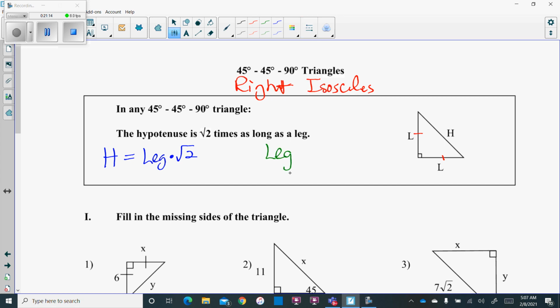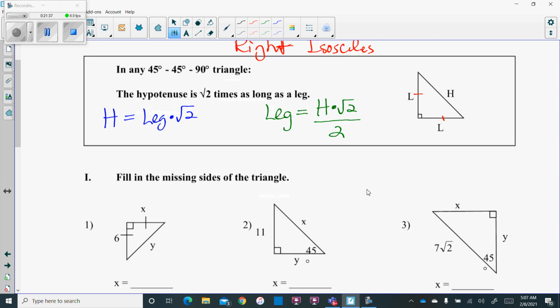Okay. Now, to find our leg, I'm going to do the opposite, do the inverse. To get the leg from our hypotenuse, we would normally divide by the square root of 2. So we're going to end up getting the hypotenuse times the square root of 2 all over 2, because we got to rationalize it. So if you're not good at rationalizing, but you remember this formula, you can plug in the parts as shown. And I'll show you on a couple examples here.